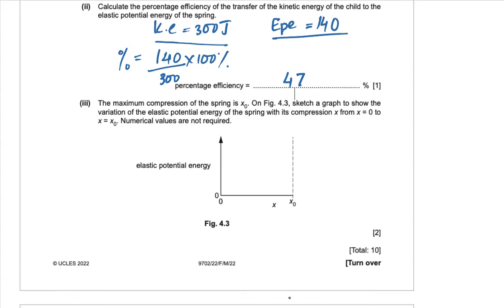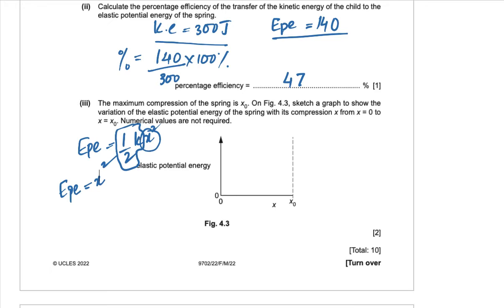All right. Moving on to the next part, part 3. The maximum compression of the spring is X0. On figure 4.3, sketch a graph to show the variation of the elastic potential energy of the spring with its compression when X is equal to 0 and when X is equal to X0. Numerical values are not required. Now, elastic potential energy is equal to half kx squared, where X is the compression, and we're going to ignore the half and the spring constant because they remain the same throughout the process. So we are only going to have this proportional to x squared.